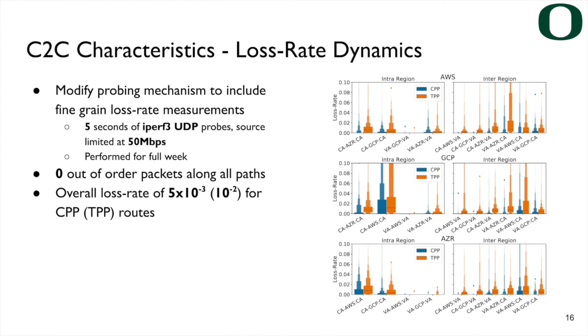First thing to note is that we observe 0 out-of-order packets using these measurements, and our overall loss rate using these finer grain measurements was higher than our earlier approximations. We measured them to be about 0.5 and 1% for CPP and TPP routes.